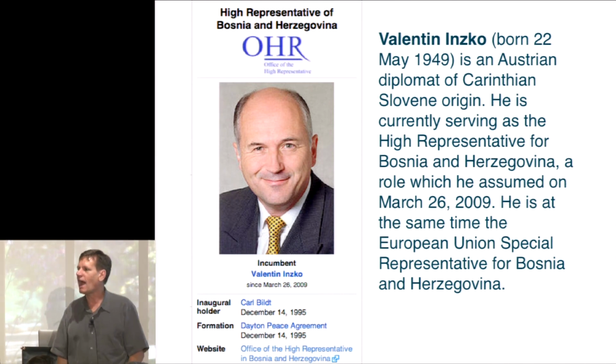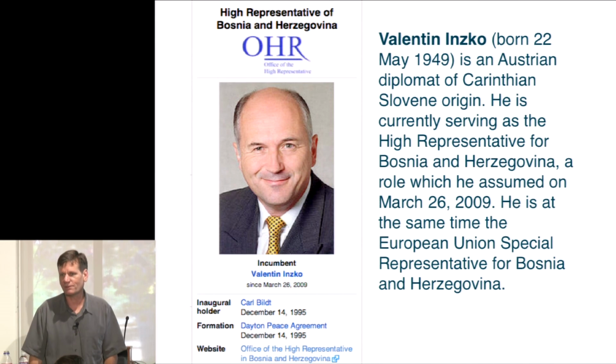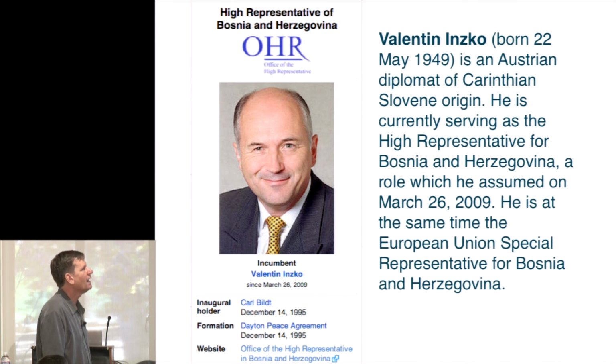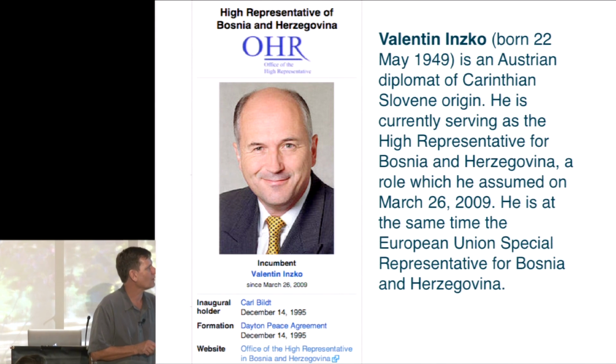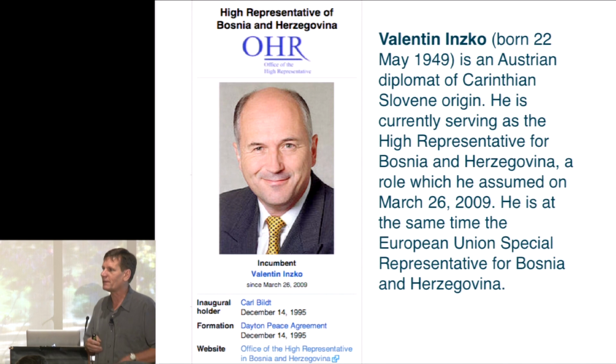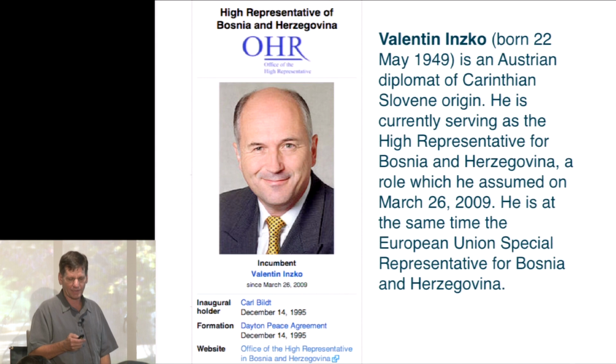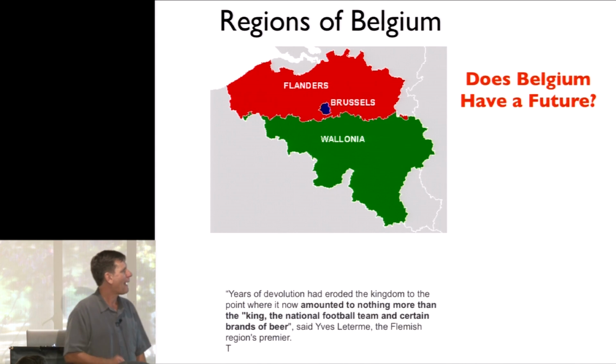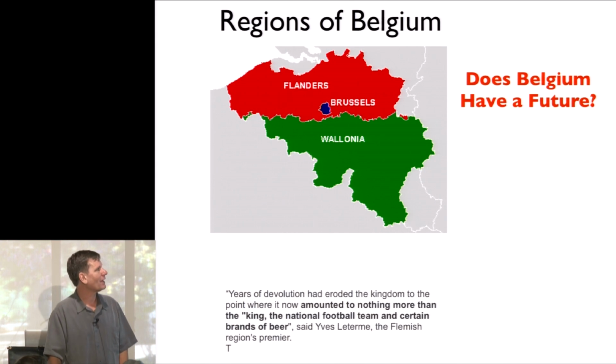But above them, you have the high representative. Who does he represent? He represents basically the European Union. He's an Austrian of Slovenian origin. He's not even from this country. But he's the highest position because Bosnia does not function as a state, despite the fact that it's on our map. How about Belgium? Does Belgium even have a future?